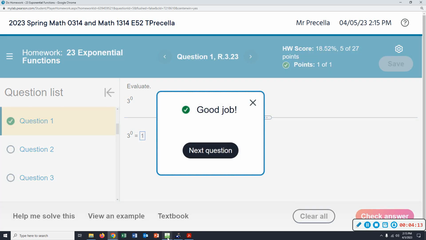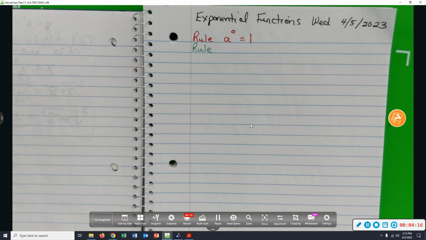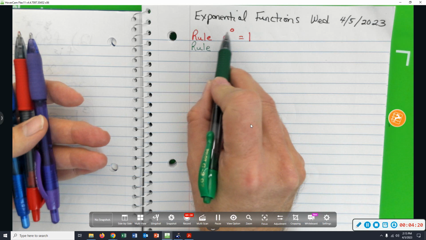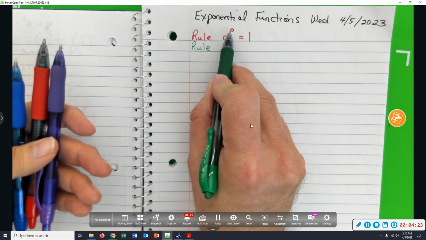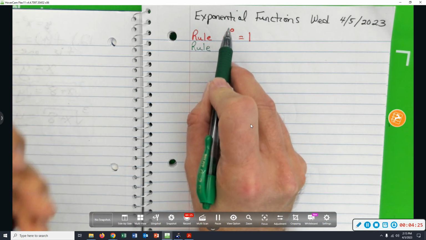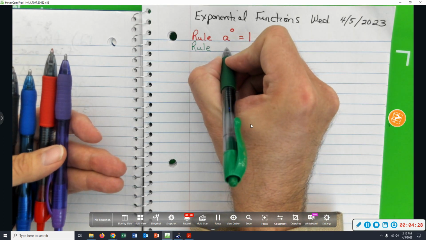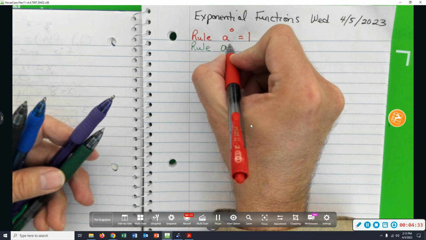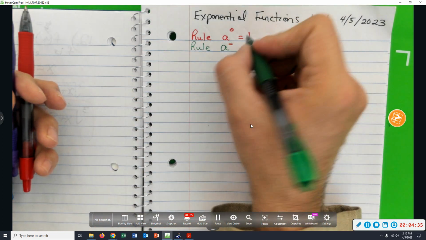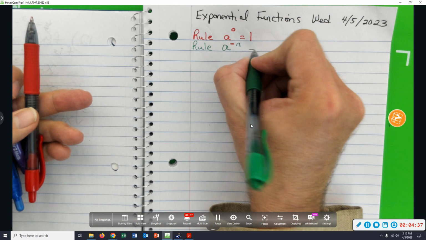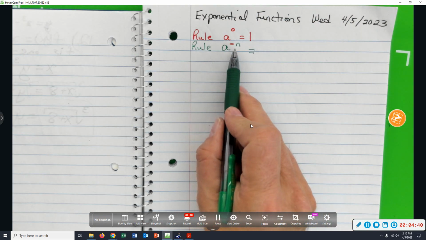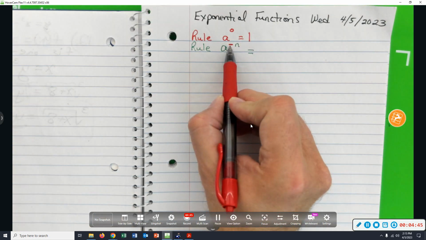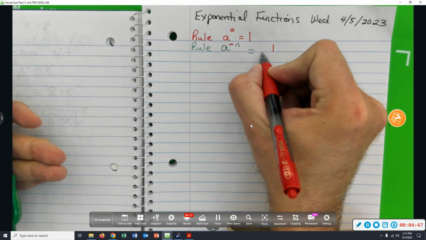But to do problem 2, we need a couple more rules. The first rule that I stated is the definition of a 0 exponent. Now I'm going to state the definition of a negative exponent. A to the negative n power. So a number to a negative power does not equal a negative number. A negative exponent means the fraction 1 over.